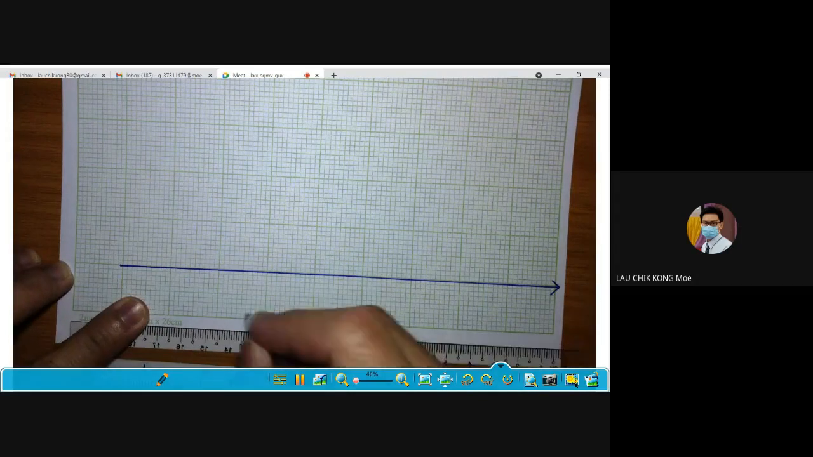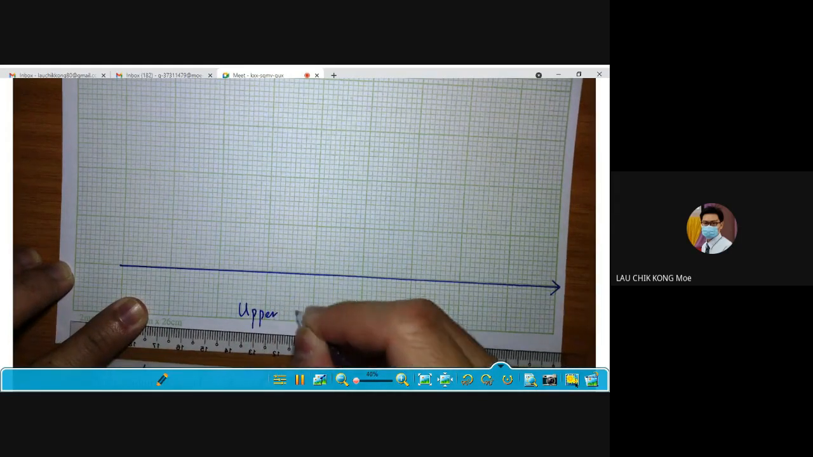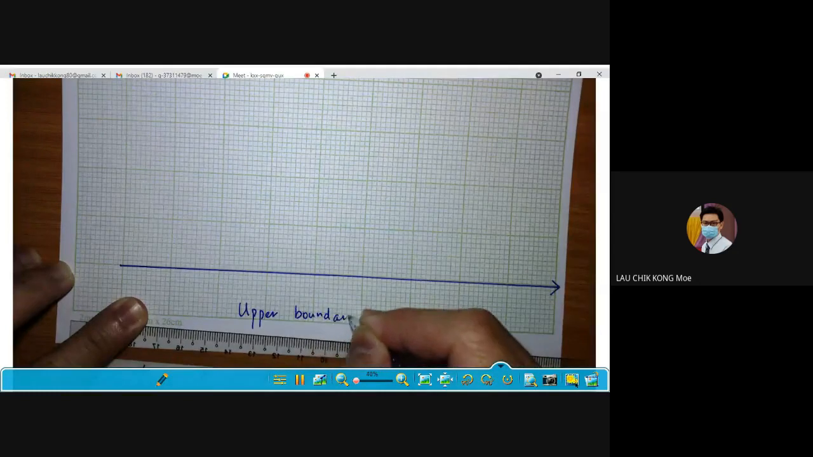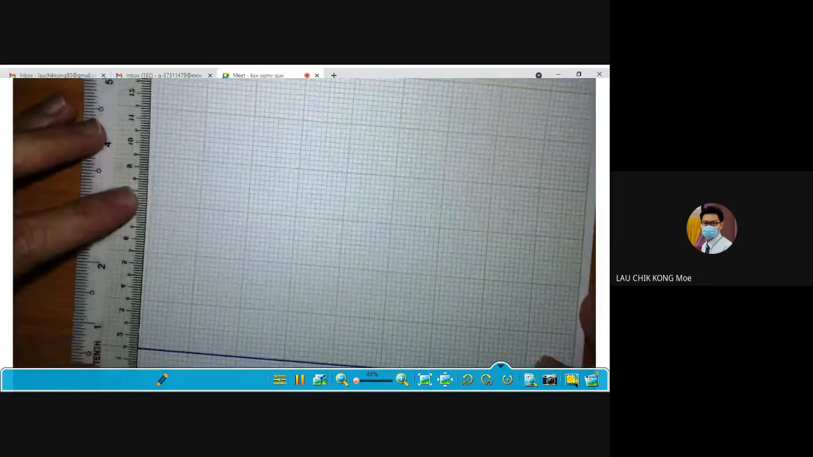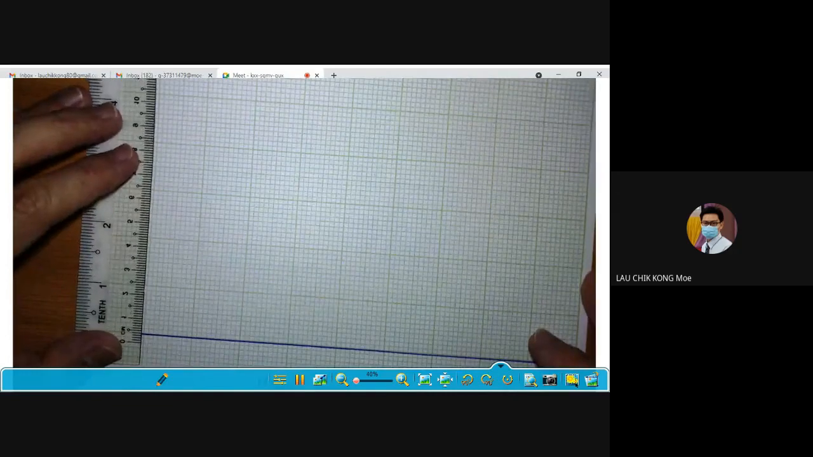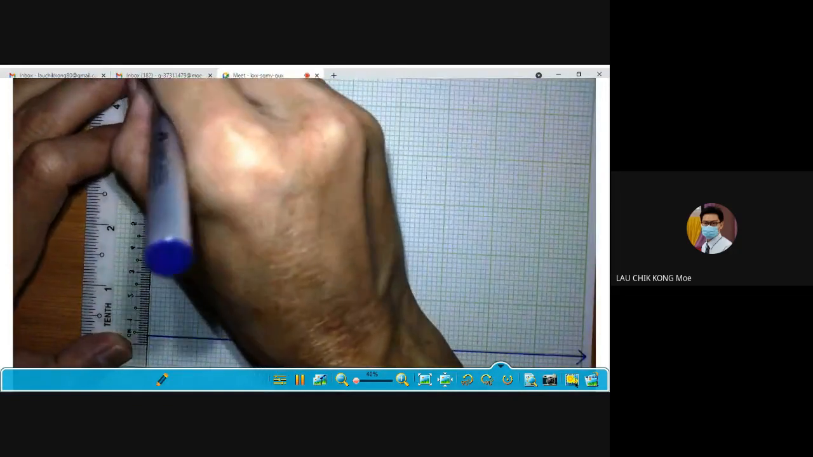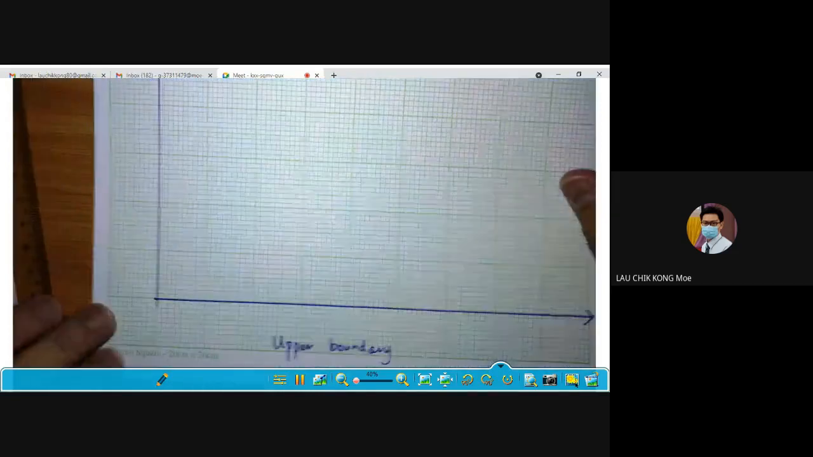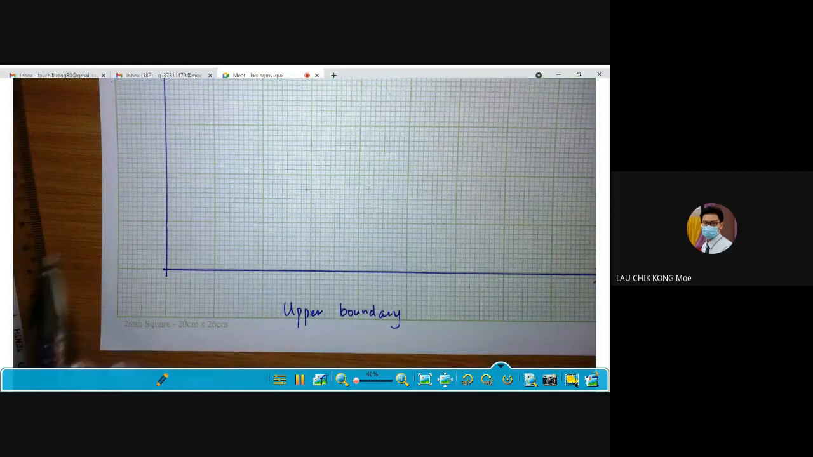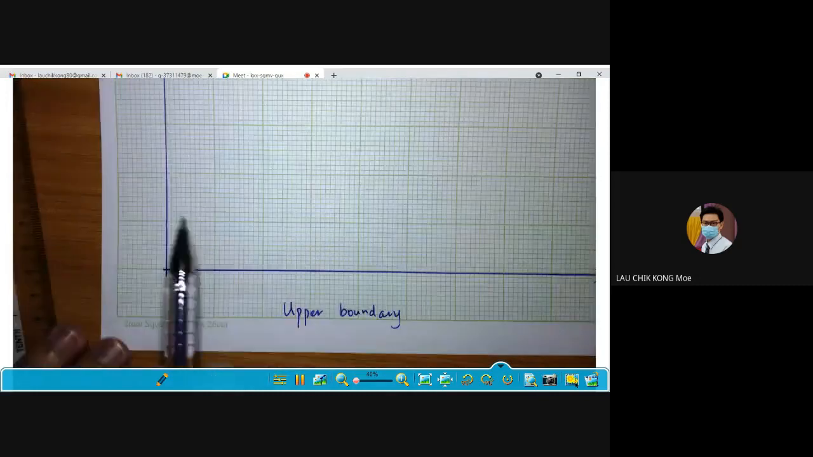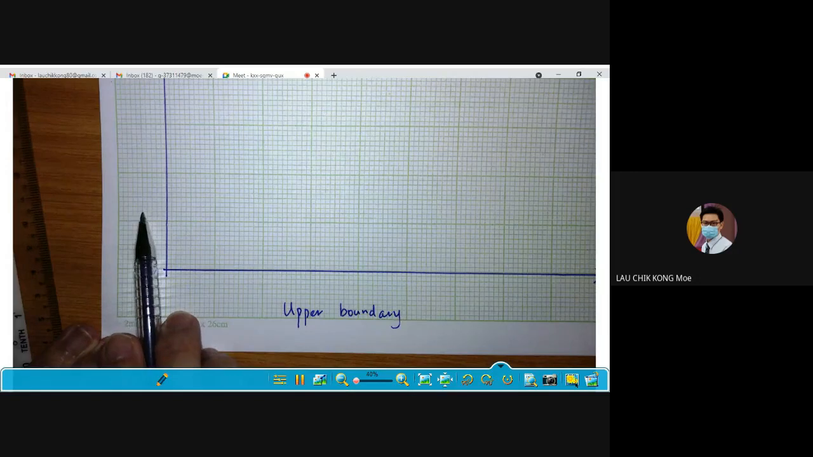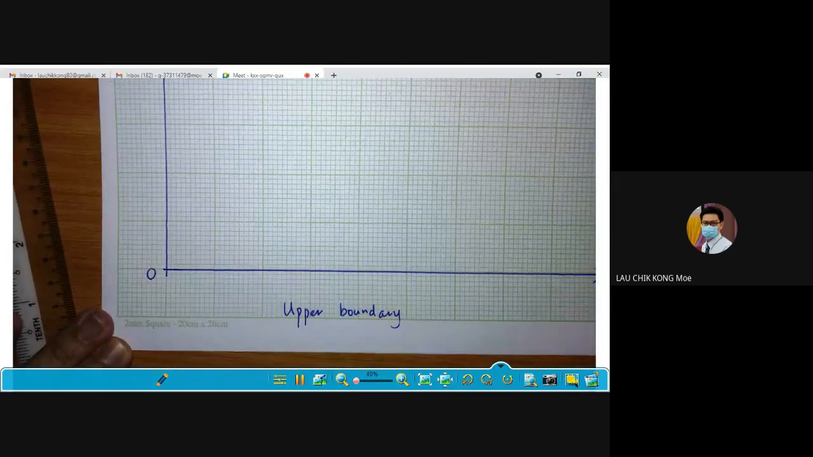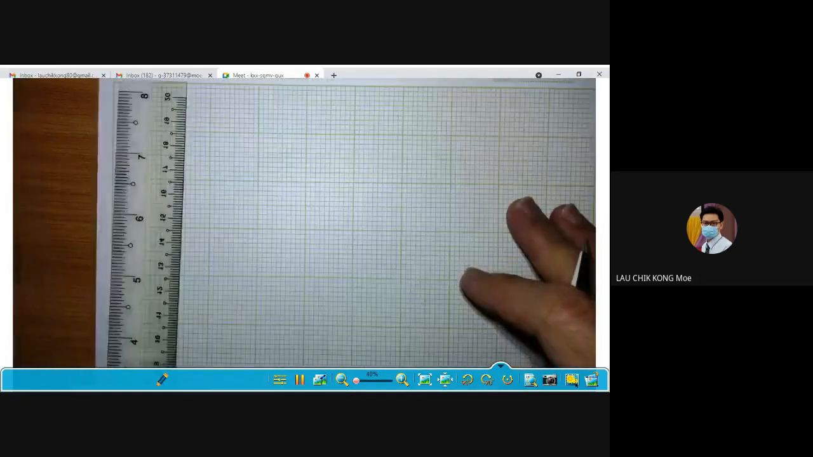Okay, so this is upper boundary. Okay, and then we draw the y-axis. Sama juga. So I also empty one big column here. Jangan tengah-tengah alang-alang, susah nak kira sendiri nanti ya. Okay, this is 0. Write down. Okay, we continue y-axis until finish.